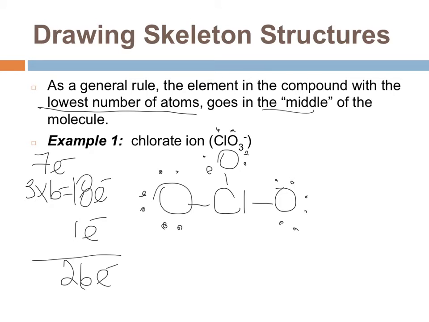We have 2 remaining, so we want to take a look at our central atom, and our central atom only has 6 electrons surrounding it, so we can put 2 more on it to create a stable octet. And then because this is a charged molecule, we're going to use square brackets and indicate the charge outside the brackets.